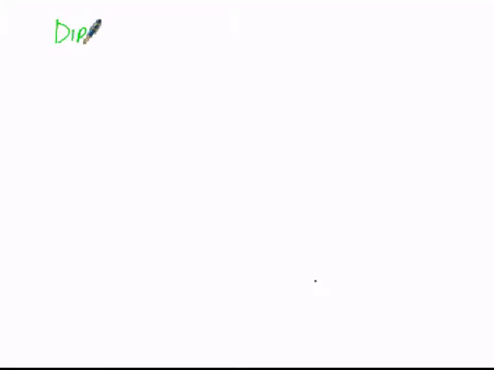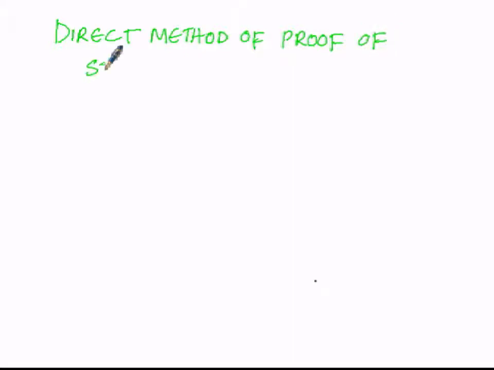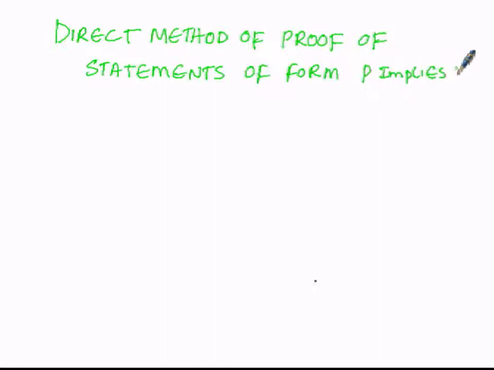Direct method of proof. So we are going to perform the direct method of proof of statements of the form P implies Q. Symbolically, we can mention P implies Q as, so this is the notation of P implies Q.